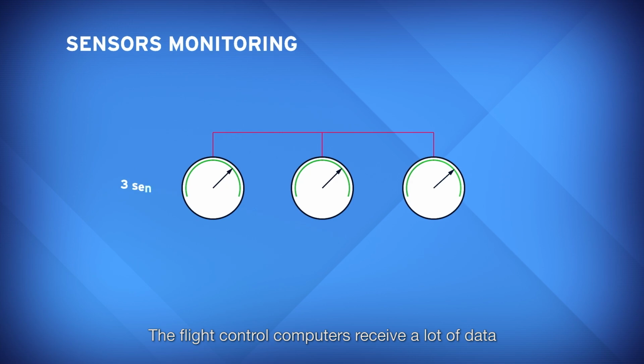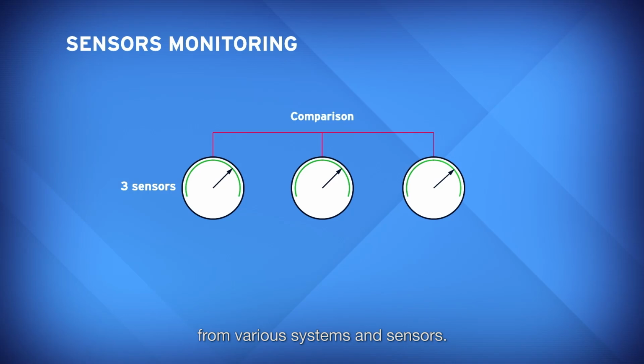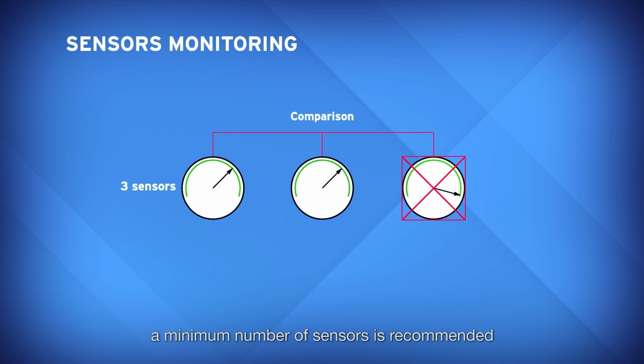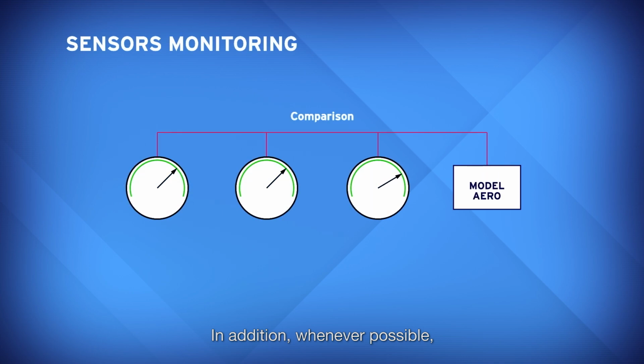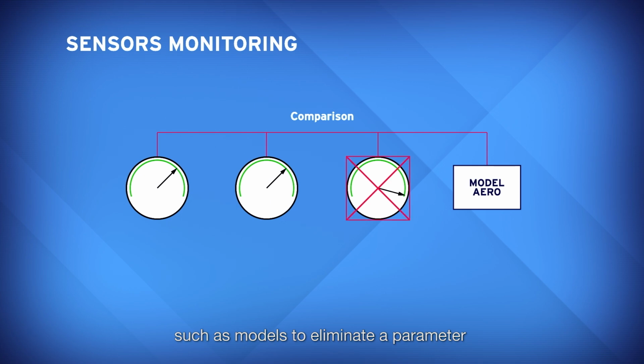The flight control computers receive a lot of data from various systems and sensors. To get reliable information for critical parameters, a minimum number of sensors is recommended, with a vote between them. In addition, whenever possible, data are compared to other information, such as models, to eliminate a parameter that appears unrealistic.